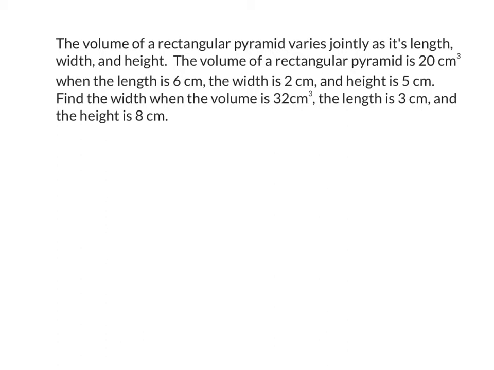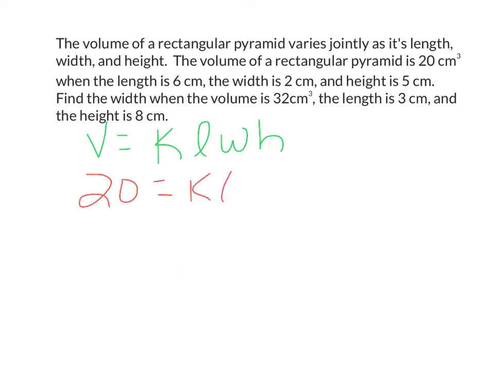centimeters. Well, I know that joint variation means that I am multiplying together several variables with a constant k. In this case, I can write the equation V equals k L W H. V for volume, L for length, W for width, and H for height. Now that I have my equation, I'm going to substitute in the known values. 20 equals k times 6 times 2 times 5.